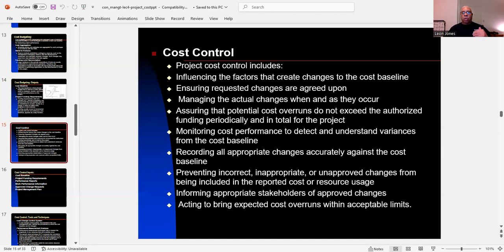Then there's monitoring cost performance to detect and understand variances from the cost baseline. And then there's recording all appropriate changes accurately against the cost baseline. And with cost control, there's preventing incorrect, inappropriate, or unapproved changes from being included in the reported cost or resource usage. Then there's informing appropriate stakeholders of approved changes, and acting to bring expected cost overruns within acceptable limits.